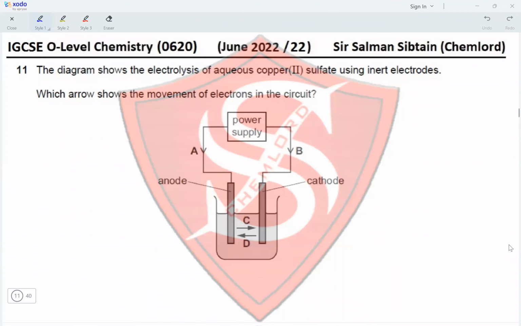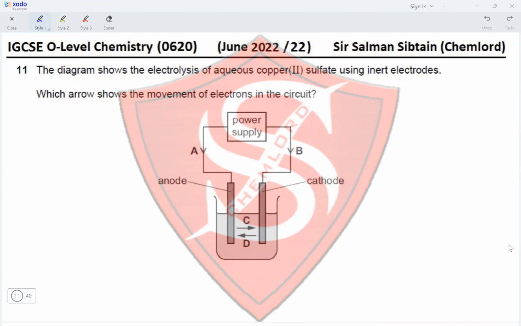Hi guys, this is IGCSE O-Level Chemistry, paper 22, Extended MCQs, June 2022, question 11. The diagram shows the electrolysis of aqueous copper sulfate using inert electrodes. Which arrow shows the movement of electrons in the circuit?